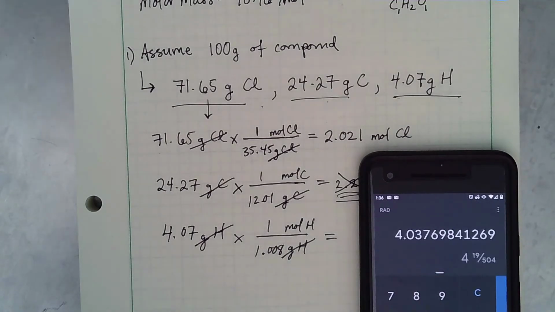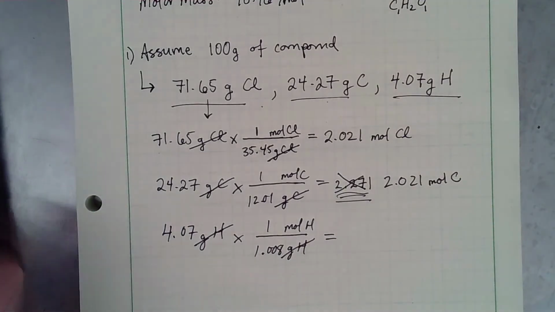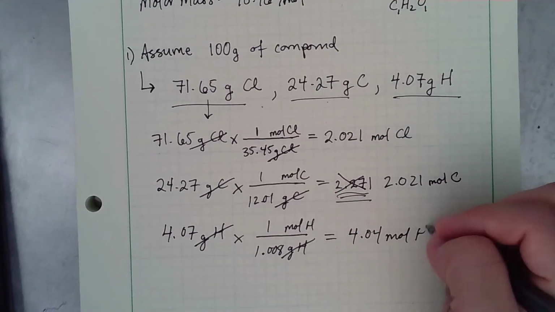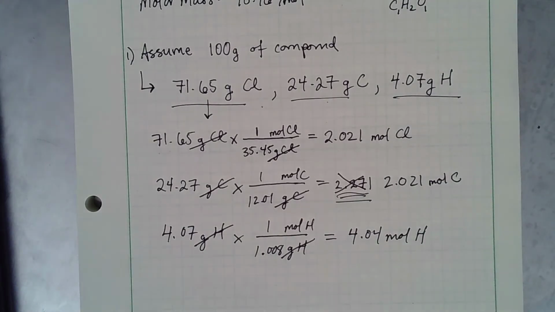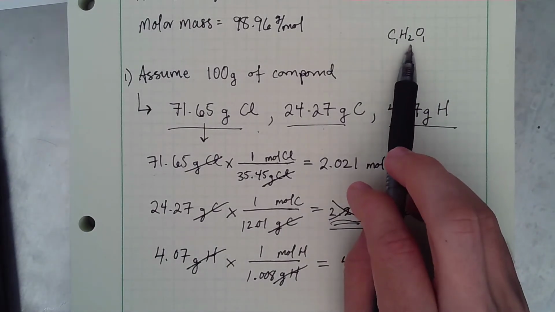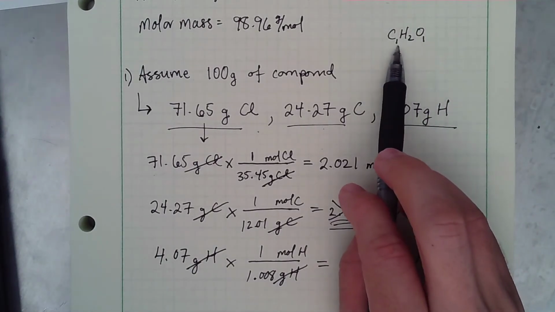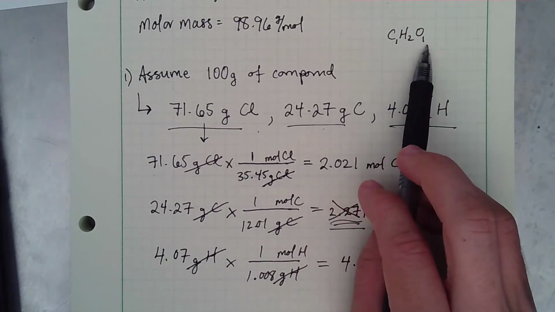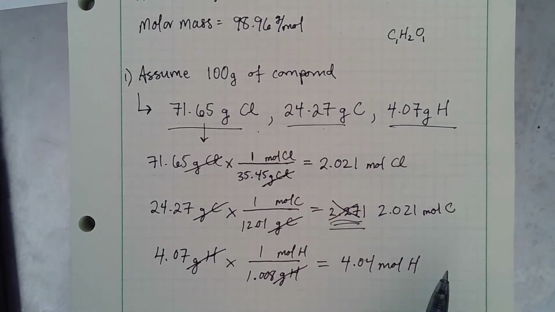Okay, 4.04, because we have 3 significant figures there. 4.04 moles. Now, if we take a look up here, this right here was the lowest whole number ratio of elements in glucose, right? 1 to 2 to 1.